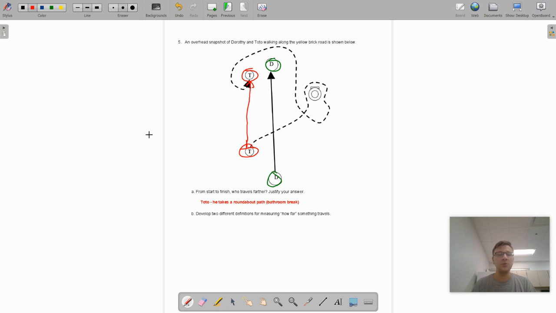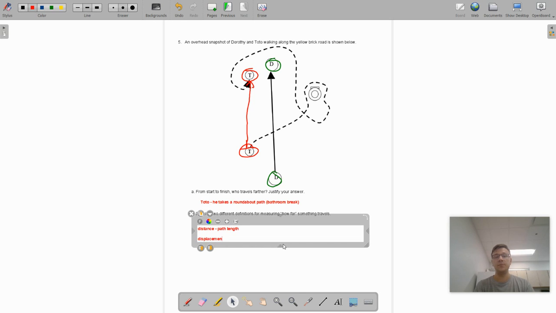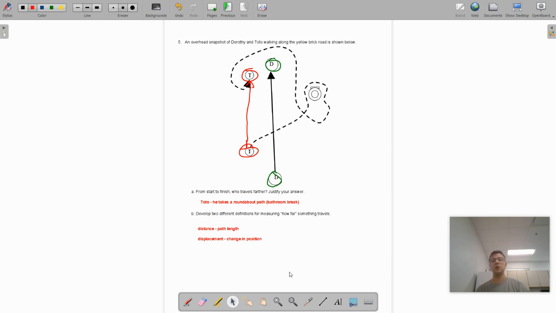Okay, so that's really what this final question is asking about, is two definitions for how far something travels. Well, distance would be, we've talked before about this term path length. Okay, and then displacement is change in position. Okay, so those are two different ways to measure how far something travels, and kind of demonstrated the difference there.